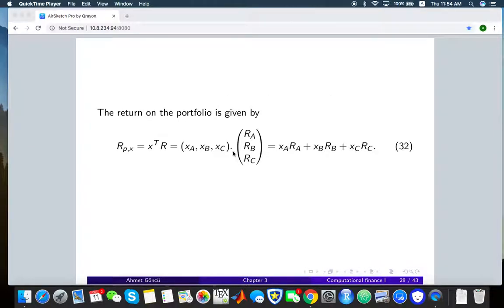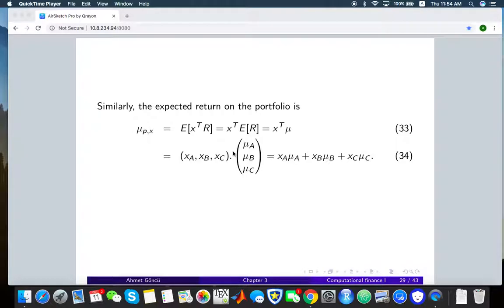Now, we can write the return on the portfolio by multiplying these investment weights times the returns on the individual assets. In vector notation, this is simply X transpose times R. Similarly, the expected return on the portfolio can be written as the expectation of X transpose times the returns of each asset. This can finally be written as X transpose mu, where these are the investment weights and these are the expected returns of each asset. This is the same as writing it as a sum over here.